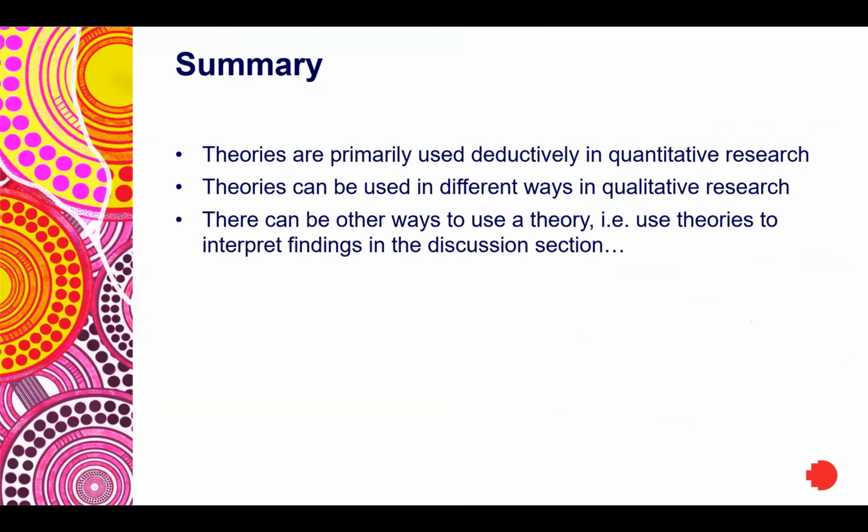So in summary, theories are primarily used deductively in quantitative research. However, theories can be used in different ways in qualitative research, including using theories to provide a guiding framework or to provide a specific theoretical perspective to understand the data. Theories can also be generated from qualitative research as a new theory-building process. Of course, there are other ways to use a theory in research. For example, we can use additional relevant theories to explain findings in the discussion section of a study.